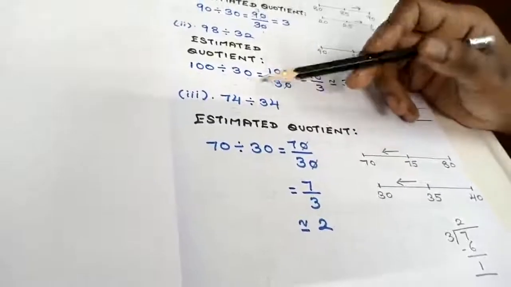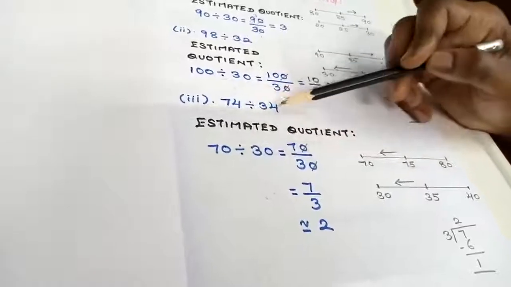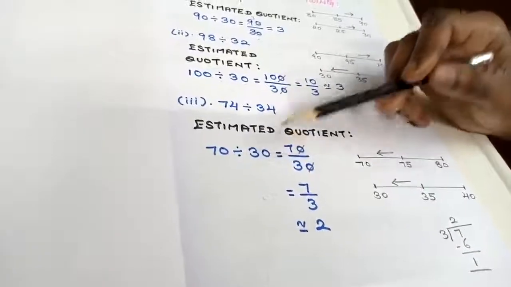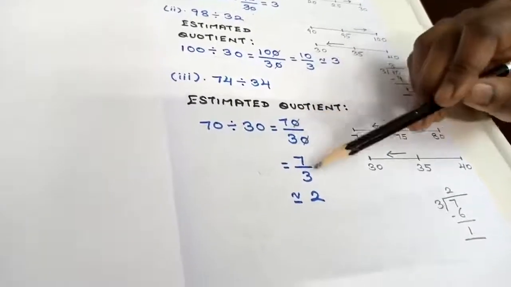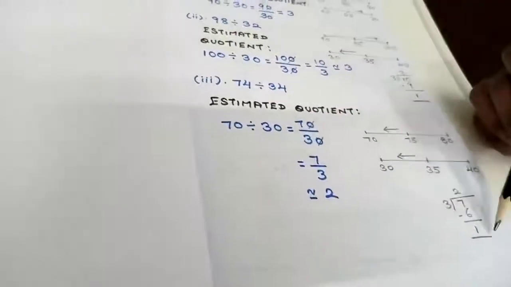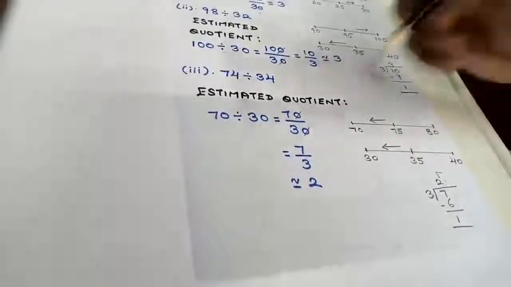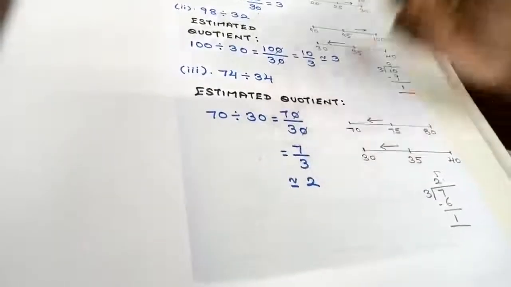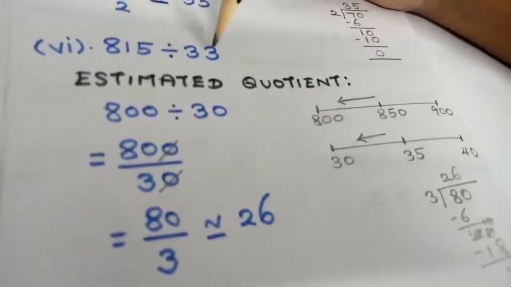Similarly, for the next question, for 74, the nearest 10 is 70, and for 34, the nearest 10 is 30. Divide the value, students. 70 divided by 30, 7 by 3. If you divide, you will get a remainder like this. After the remainder, I am not going to move to the decimal point. This particular place is called the quotient, which is approximately equal to 2. So in this question, 815 divided by 33.